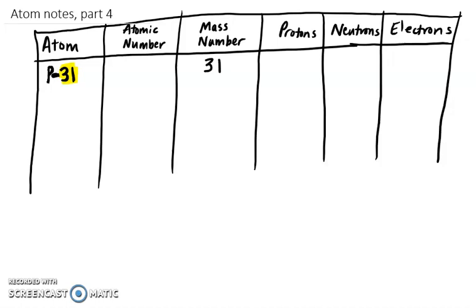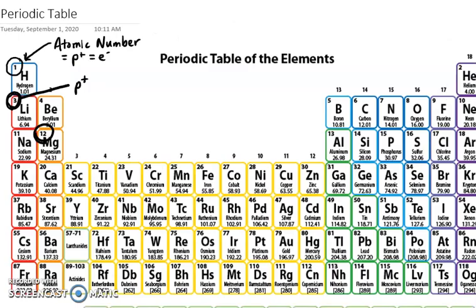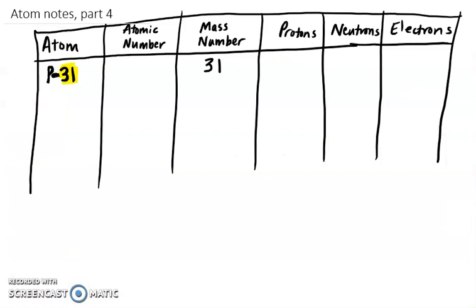So be really careful, that's the mass number. Now you might be thinking, what's the atomic number? Just a reminder, the atomic number is given on the periodic table. It's in the upper left-hand corner. So we're going to find P, it's right over here, and its atomic number is given right there. It's 15. So the atomic number is 15.